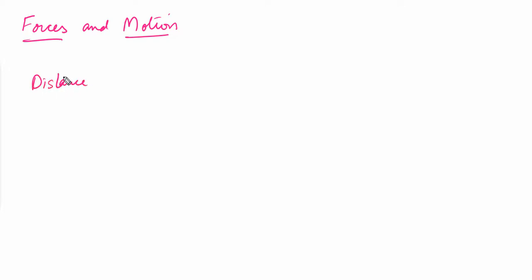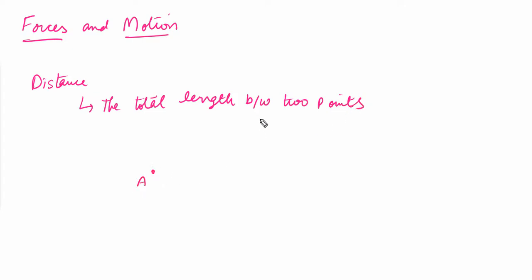So distance is basically the total length covered between two points. For example, we have a point A, we have a point B. A person walks from point A, goes in this direction, then over here, then here, and then comes over here, and ultimately reaches point B. So the total length that he has covered in moving from point A to point B is called the distance.